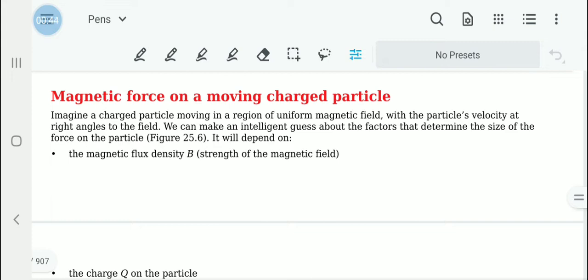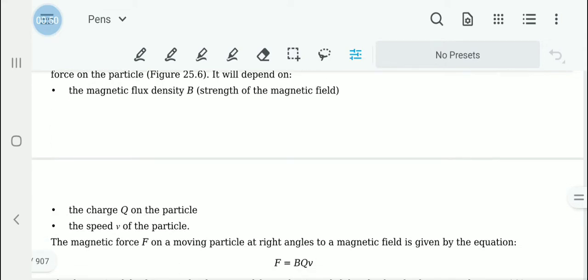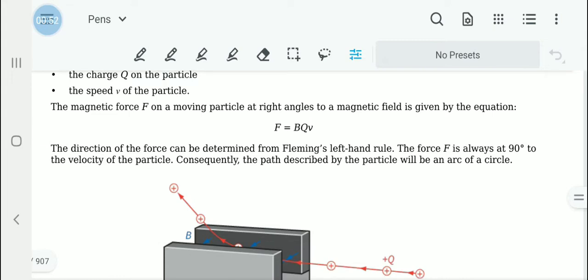If the magnetic field strength is high, then of course the force is also higher. We know that. If the charge Q on the particle is higher, again the force would be higher. The speed v of the particle will also have a direct relationship with the force acting on it. Using these three factors we can obtain an equation: force is equal to BQV, under the condition that it should travel at right angles to the magnetic field.